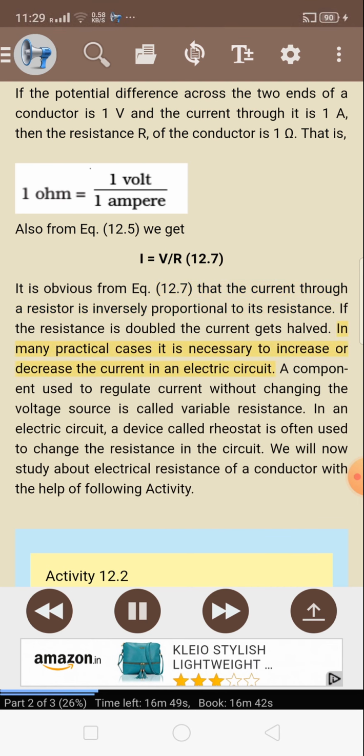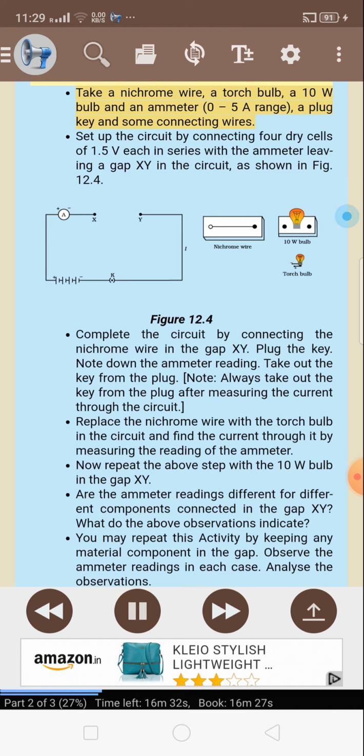We will now study about electrical resistance of a conductor with the help of the following activity. Activity 12.2. Take a nichrome wire, a torch bulb, a 10 W bulb and an ammeter, 0 to 5 A, a plug key and some connecting wires. Set up the circuit by connecting 4 dry cells of 1.5 volts each in series with the ammeter leaving a gap XY in the circuit, as shown in figure 12.4. Complete the circuit by connecting the nichrome wire in the gap XY.